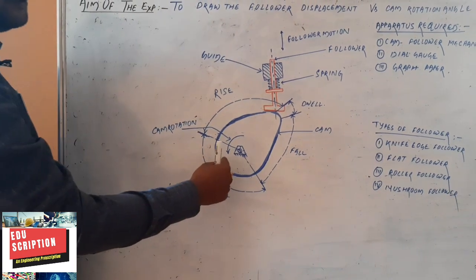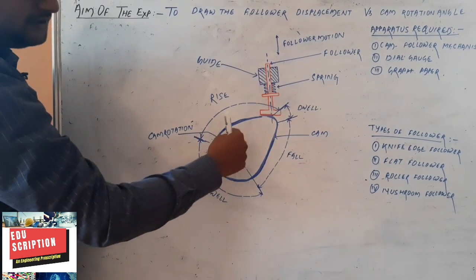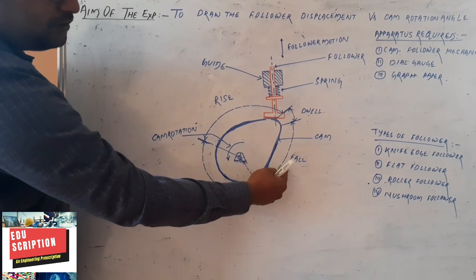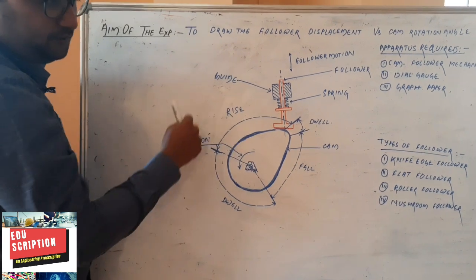And if the cam rotates in clockwise direction, then obviously this fall will become the rise part of the follower, and this rise will become the fall part of the follower.